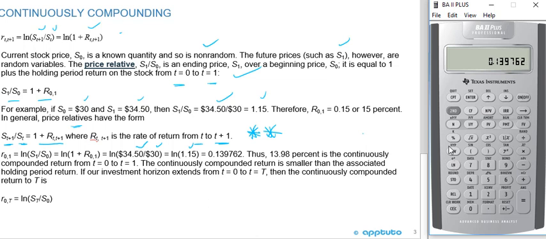If we hit the natural log key, that's going to give us our continuously compounded rate of return, which is 0.139762. So that's 13.98%, rounded. And so the continuously compounded return is smaller than the associated holding period return. If our investment horizon extends from t equals 0 to t equals T, then the continuously compounded return to T is the natural log of ending divided by beginning. And that's the last slide for this LOS. Thank you.